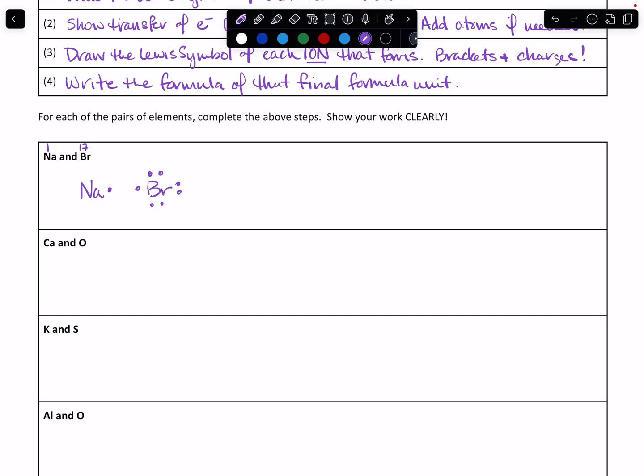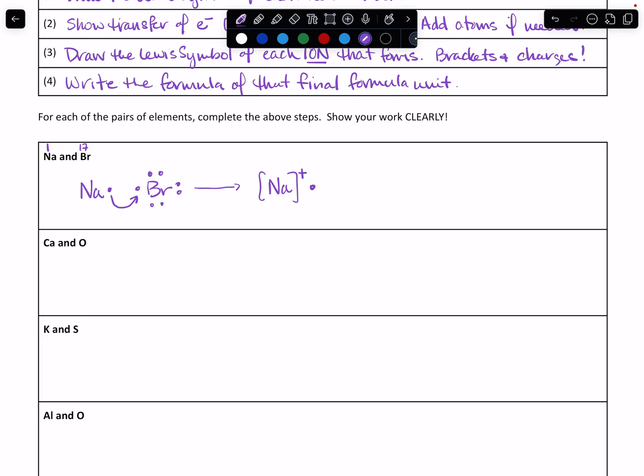Step 2, show the transfer. So the transfer is going to be from sodium to bromine. I use an arrow to show where that electron is going to go, quote unquote. Sodium will transfer that single electron over to bromine, and that means we're going to form 2 ions. The first ion will be a sodium ion that is +1. It's given away one electron and it forms a +1 ion.